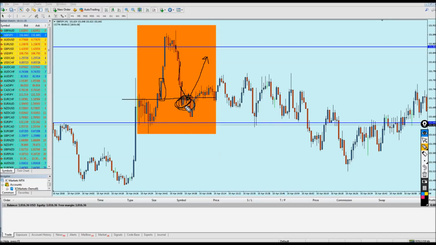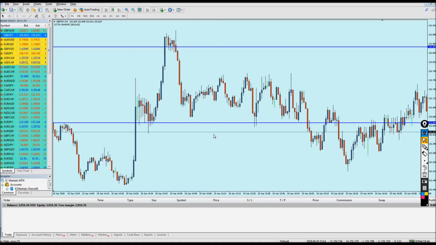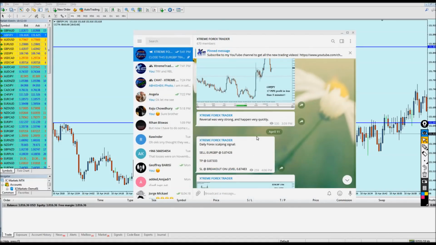As you can see, it was ranging for a reasonable amount of time, let's say roughly 45 minutes. Then finally it went down, hitting our target. So that was the way I picked my trade, because I was using the 4-hour chart to select the resistance level. Now going to the next signal.